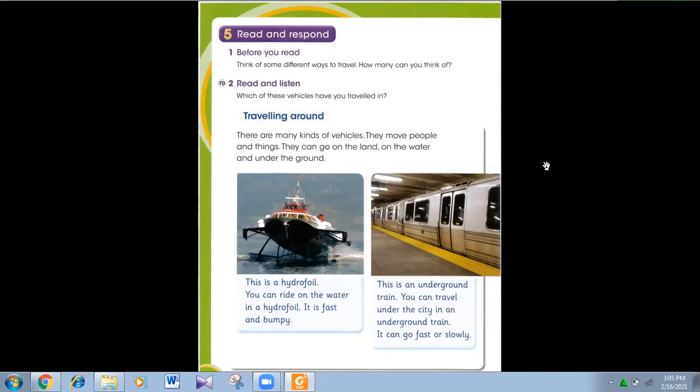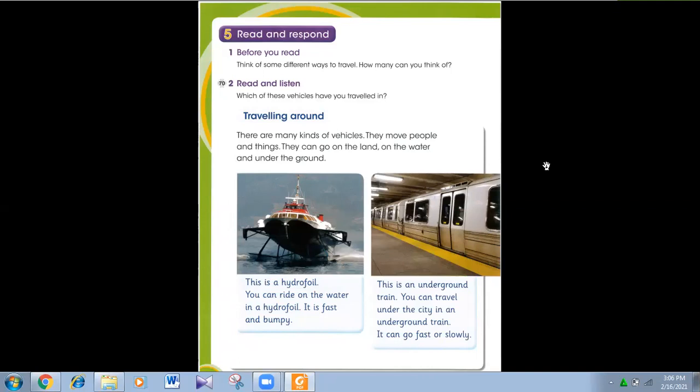First of all, we have hydrofoil. This is a hydrofoil. Hydro means water. You can ride on the water means you can travel on the water. Ride means to sit on any vehicle and go from one place to another. In a hydrofoil, it is fast and bumpy. Fast means it is very fast. Bumpy means when you sit on hydrofoil, you feel jumps, you feel bumps. That is why it is called fast and bumpy vehicle of water.